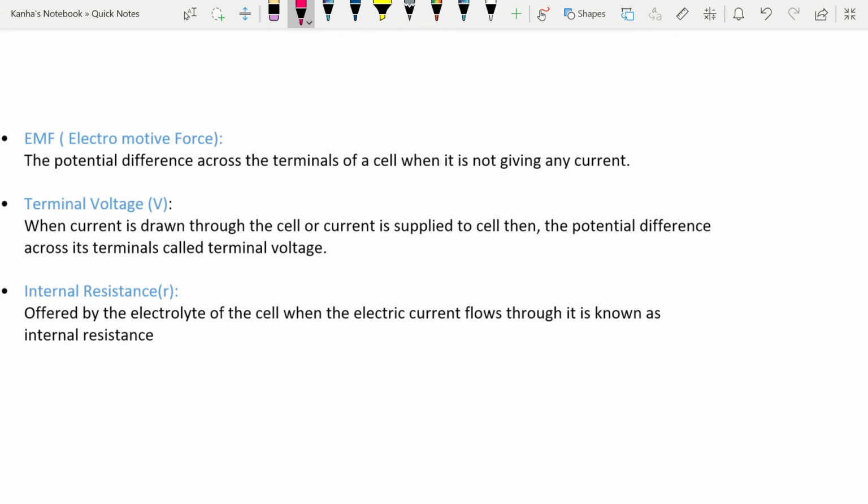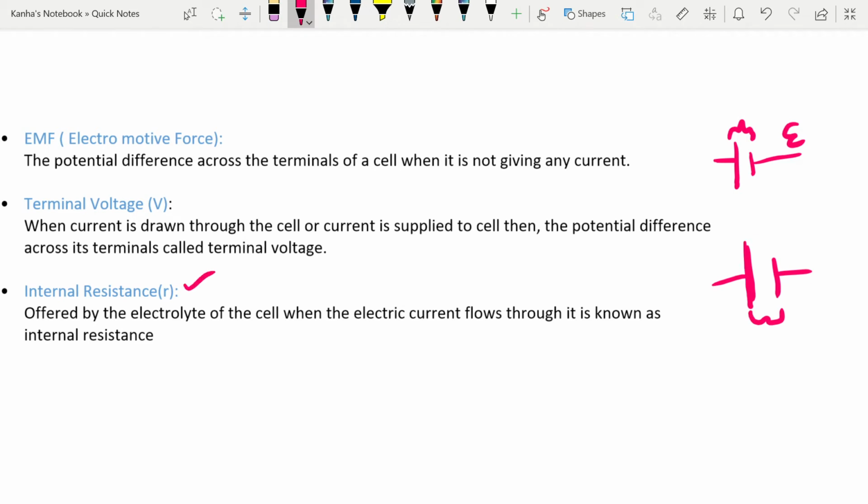Let's quickly look at some definitions. EMF or electromotive force is the potential difference across the terminals of a cell when it is not giving any current. So in the circuit you will often find that the cell is given by this symbol. So the EMF, denoted by E, is the potential difference between its two ends when there is no current passing through it. The terminal voltage, which is V, is the potential difference across the terminals of a cell when a current is being drawn from it.